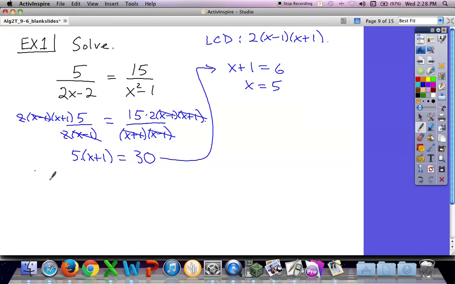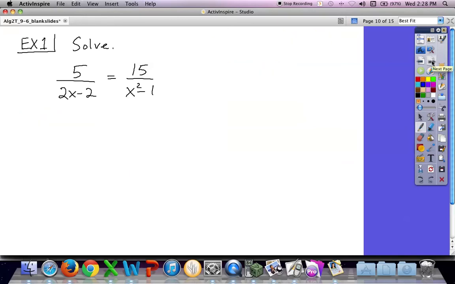Okay, x equals 5. Now, that's a good answer. However, here's the option that you've got on a problem like this. And you can only do this if it's one fraction equals another, a proportion, right? And this is cross multiplication. When one fraction equals another, that's when you cross multiply. And don't factor anything first, just cross multiply.